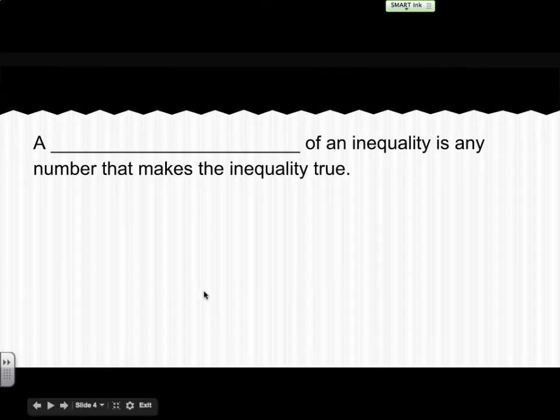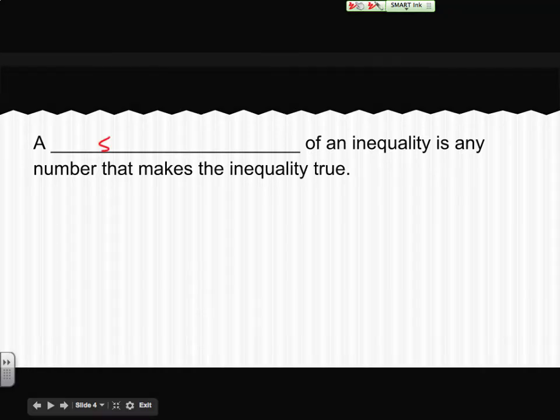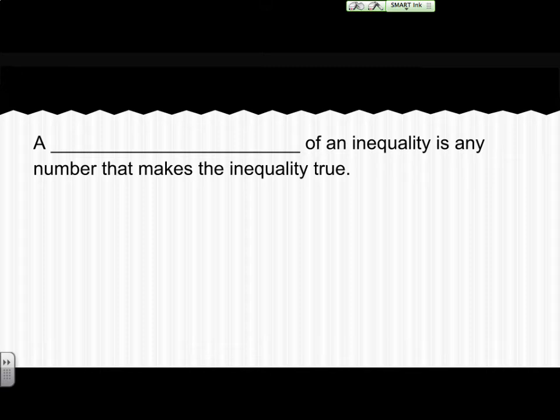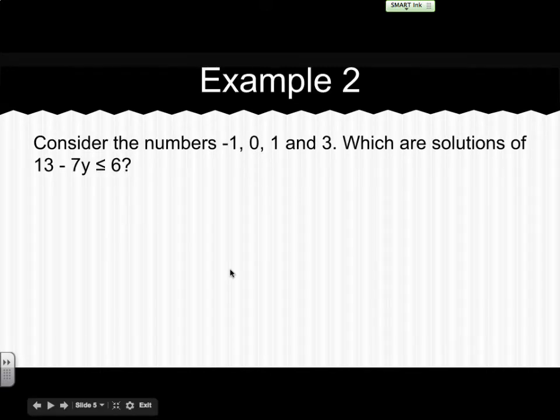Okay, a solution of an inequality is any number that makes the inequality true. Consider the numbers -1, 0, 1, and 3. Which are solutions for 13 minus 7y is less than or equal to 6? Okay, so we're going to start off. They're assuming that you do not know how to solve an inequality. So they're going to have you start off by just plugging the numbers in.